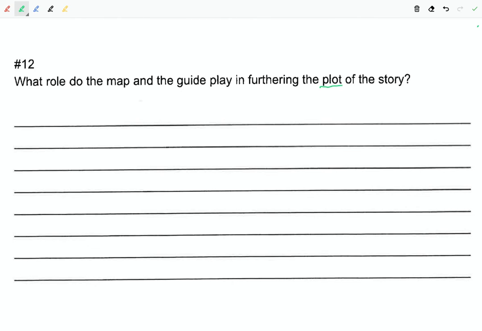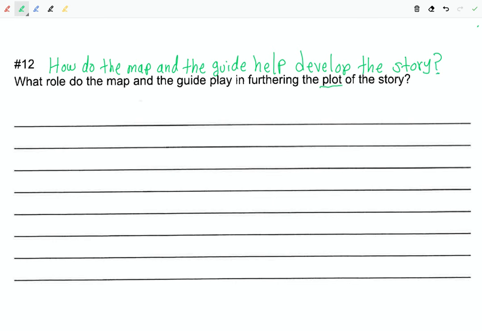So maybe I can rewrite this. What role do the map? Okay, so it's basically asking how do the map and the guide help? When it says in furthering the plot of the story, it's basically how do they help develop or tell the story, okay? So I'm going to put, how do the map and the guide help develop the story? Okay, so that's basically what this question means.